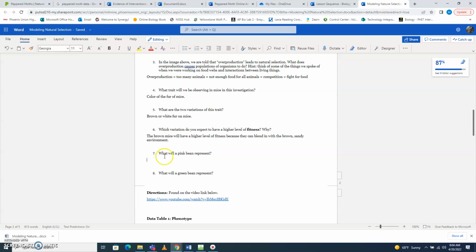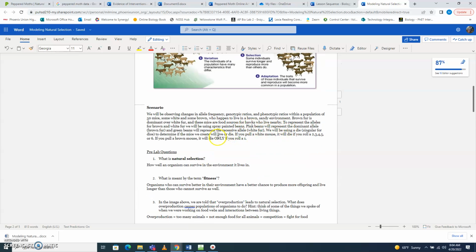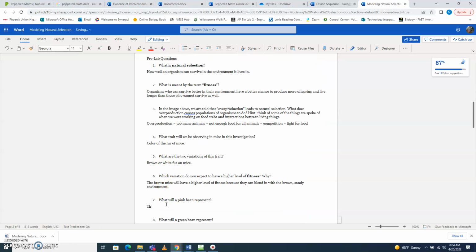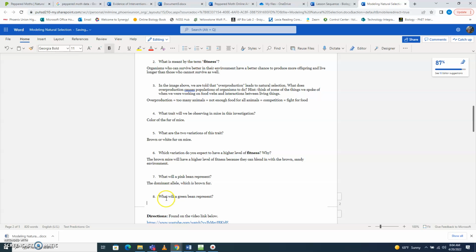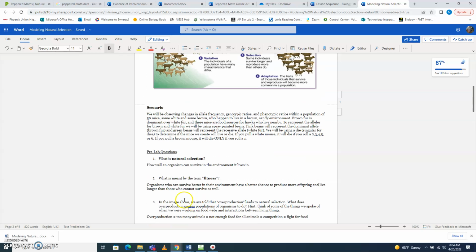Last two questions. Number 7, what will a pink bean represent? Let's see here. Pink beans right there, they will represent the dominant allele. And the dominant allele, it looks like, is brown fur. And our last one, number 8, what will a green bean represent? Green, let's see, where is green? The green ones, there we go, will represent the recessive allele, which was white fur.